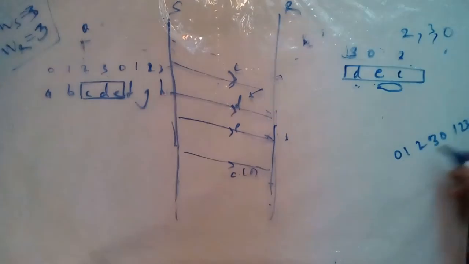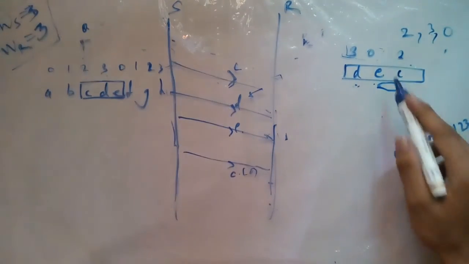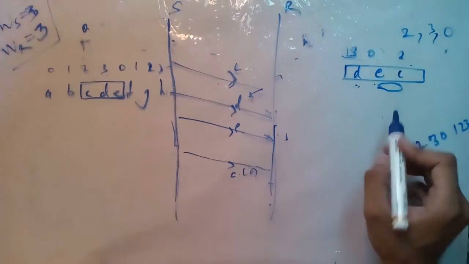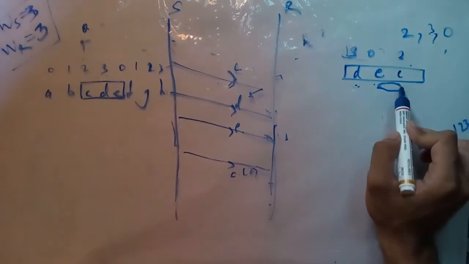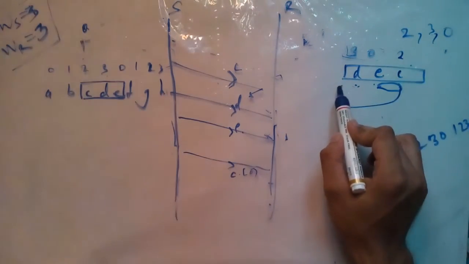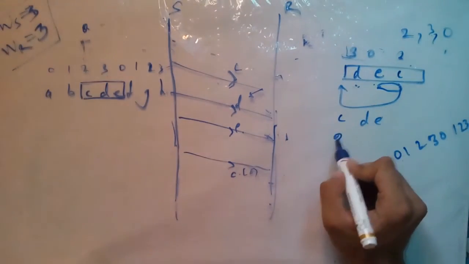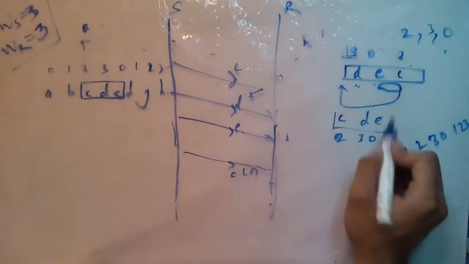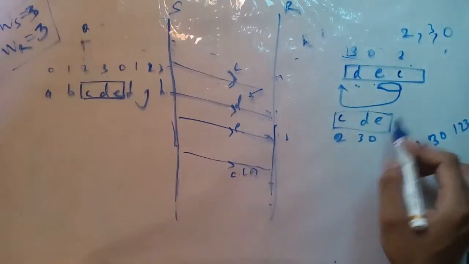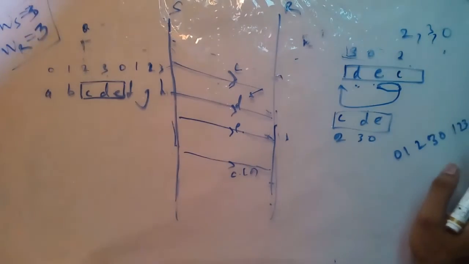Sorry, not C, after 2, 3 comes and before 2, 1 comes. There is no 1 here, but there is a 3 here. So the receiver infers that C would have been here. So C, D, E, 2, 3, 0, this is the right order. And accordingly, it stores the packets.